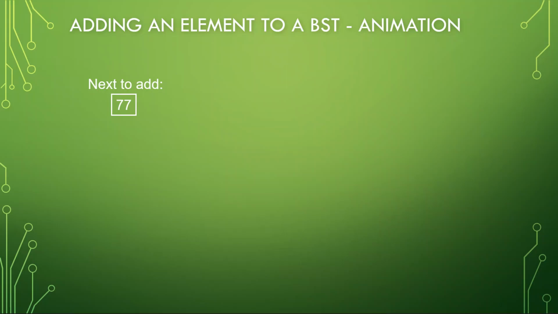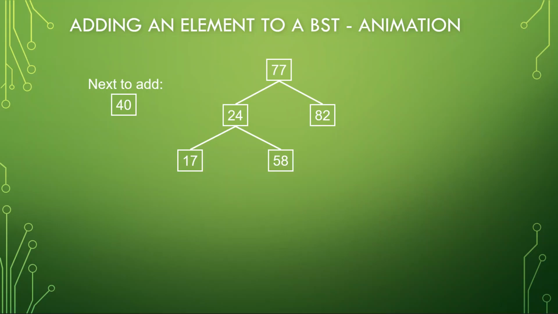Next, just to visualize that again, what's happening is you have the 77. If it's being added, it'll be the root node. 24 is going to go to the left of the root node. 58 will then go to the right of 24. 82 will be the right of 77. 17 will be the left of 24. 40 will be the left of 58. And 97 will be the right of 82. So same thing we saw before for the structure in the visualization tool.